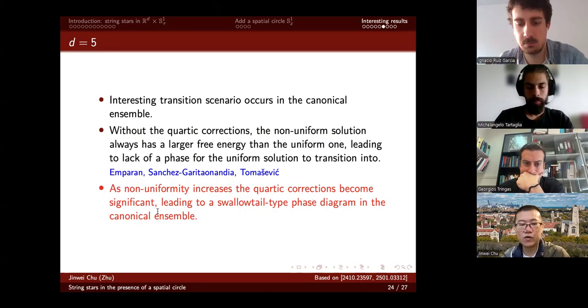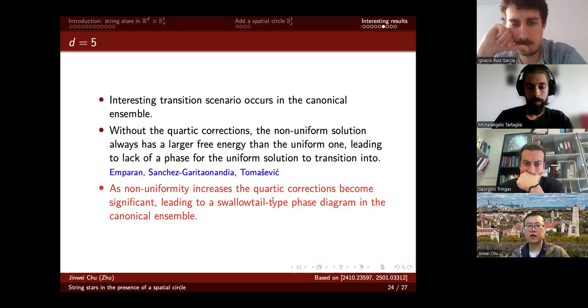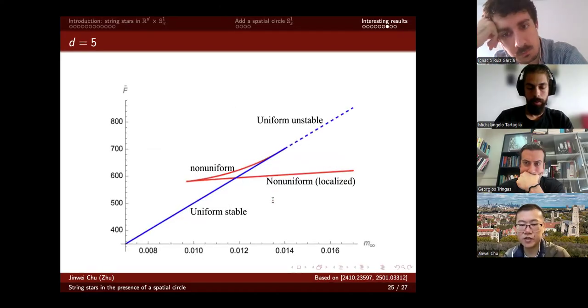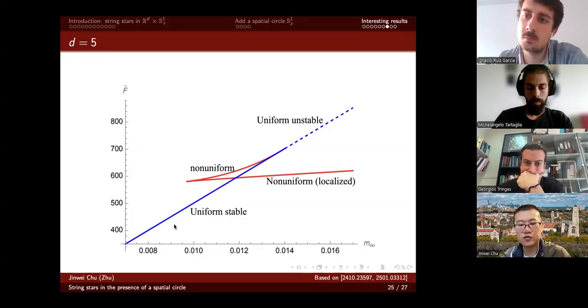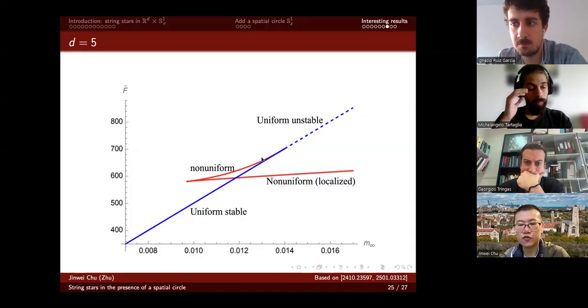And what I found is that when the non-uniformity increases, the quartic corrections become more and more significant, and that dramatically changes the phase diagram. Let's look at the phase diagram more explicitly. Here the horizontal axis is the non-uniformity, and the vertical axis is the free energy up to some factor. By tilde, I mean that I strip off some factor like 1 over G Newton. As we can see, there exists a critical point where the uniform branch is connected to the non-uniform branch. Around this critical point, the non-uniform branch has a larger free energy than the uniform branch. Below this critical point, the uniform solution is stable, and above it is unstable.